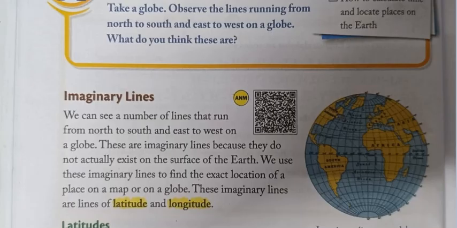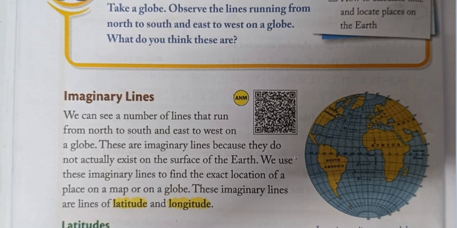As you can see in the image, we have so many lines running from north to south and east to west. These are imaginary lines, which are known as latitude and longitude. And why do we use these lines? We use these imaginary lines to find the exact location of a place on a map or on a globe. Now you must be thinking, what is latitude and which one is longitude?